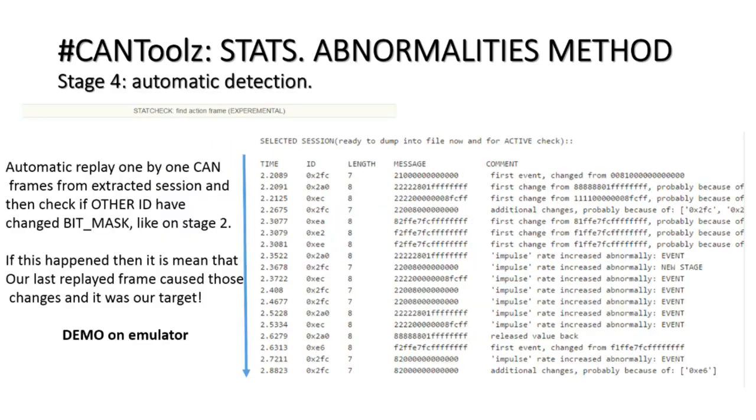And the next step will be automatic detection, even without human participation. So what we can do now, when we have the session extracted by this statistical method, is replay messages one by one from this session and then check if these changes happened. If we replay this message and this change has not happened, then this message did not cause this change, so it's not what we're looking for.